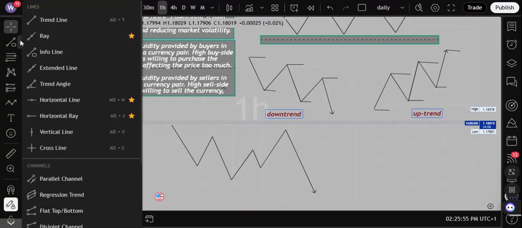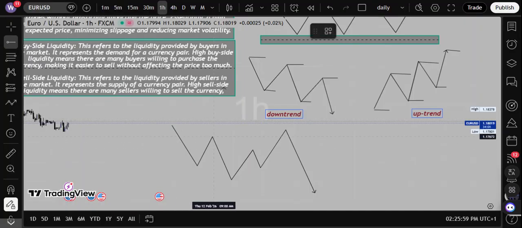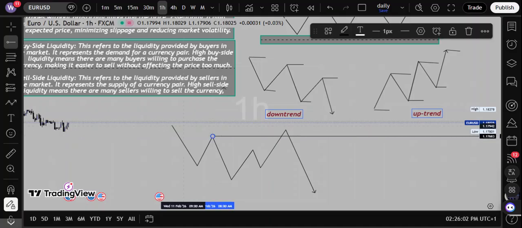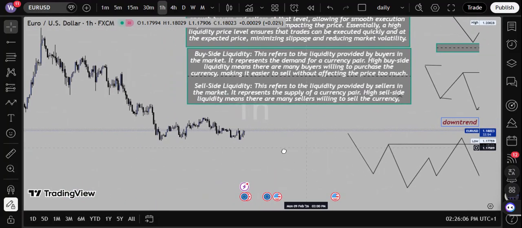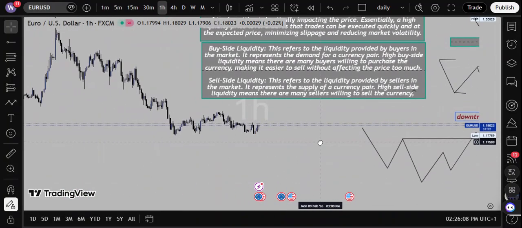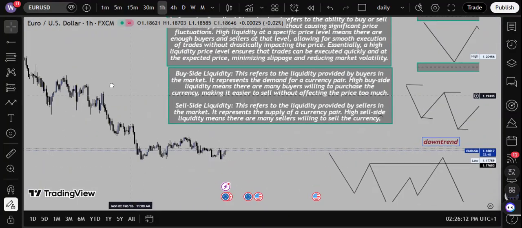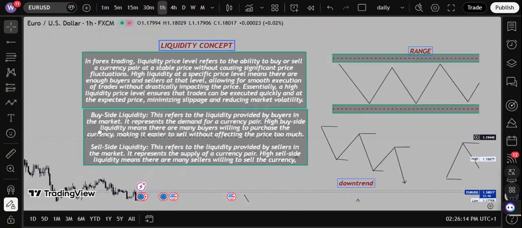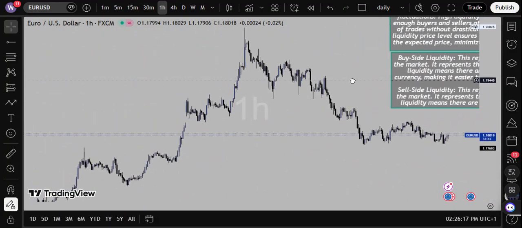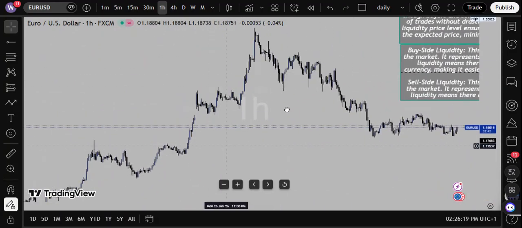Now let's say the liquidity is resting right here. Price takes out the liquidity, right? So this is what it is. Do you understand? So now let's go into the chart and see all of these scenarios in a real chart. So we can see this is a downtrend, but this is an uptrend.